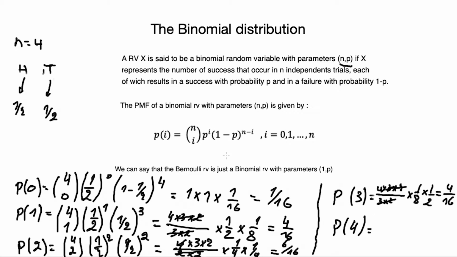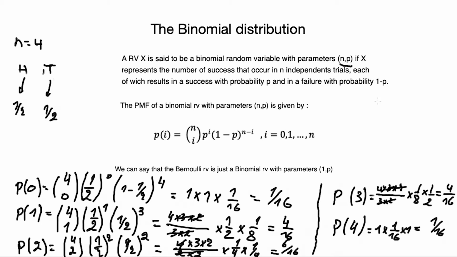And the P of 4 is 4 chosen 4, which is 1, because it is 4 here and 4 here, times 1/2 power 4, which is 1 over 16, and times 1/2 power 0, because 4 minus 4 is 0, so it will be 1, and we'll have 1 over 16. And we can check that the sum of all this PMF is equal to 1. So we have 1 plus 4 plus 6 is 11, plus 4 is 15, plus 1 is 16, so 16 over 16 is equal to 1.